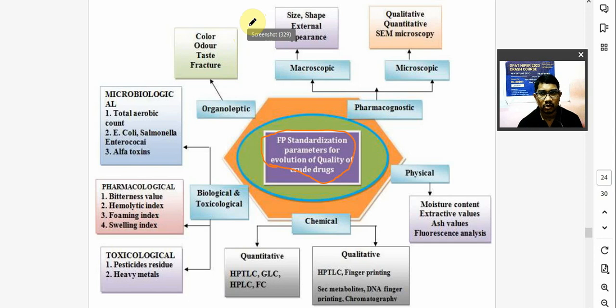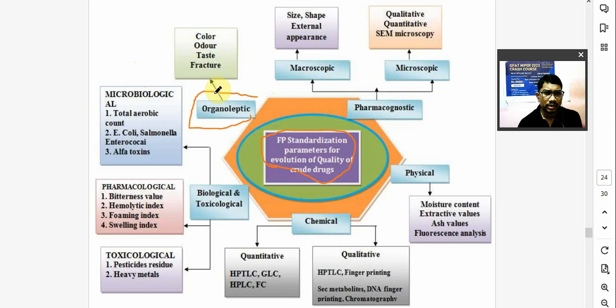अगर आपके पास में कोई सिंकोना बार्क है या फिर अर्जुना बार्क है, तो उसको तोड़ के देखो आप. तो फ्रैक्चर is either smooth, regular, irregular or crenate. So you can check the purity of that: fracture, taste, odor. These are the organoleptic properties. You can check the pharmacognostic properties of your crude drugs.